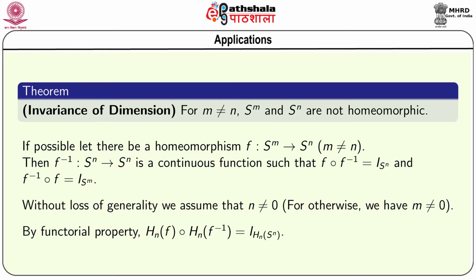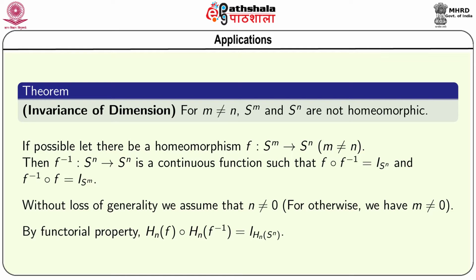If possible, let us suppose that they are homeomorphic. That means there exists a homeomorphism f from S^m to S^n when m is not equal to n. Now, since f is a homeomorphism, there exists a homeomorphism f inverse from S^n to S^m, and of course, f inverse being the inverse of f, we have f composed f inverse is identity on S^n, and f inverse composed f is identity on S^m.